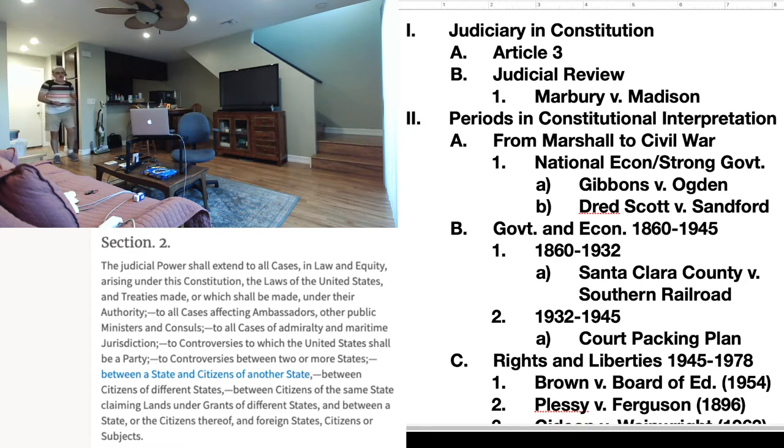The jurisdiction of the Supreme Court extends to the following areas. A, the Constitution, laws made under it, and treaties made under it. Okay? Let's continue. To all cases affecting ambassadors, other public ministers, and consuls. So B, to cases that involve ambassadors, high-ranking government officials, and consuls.